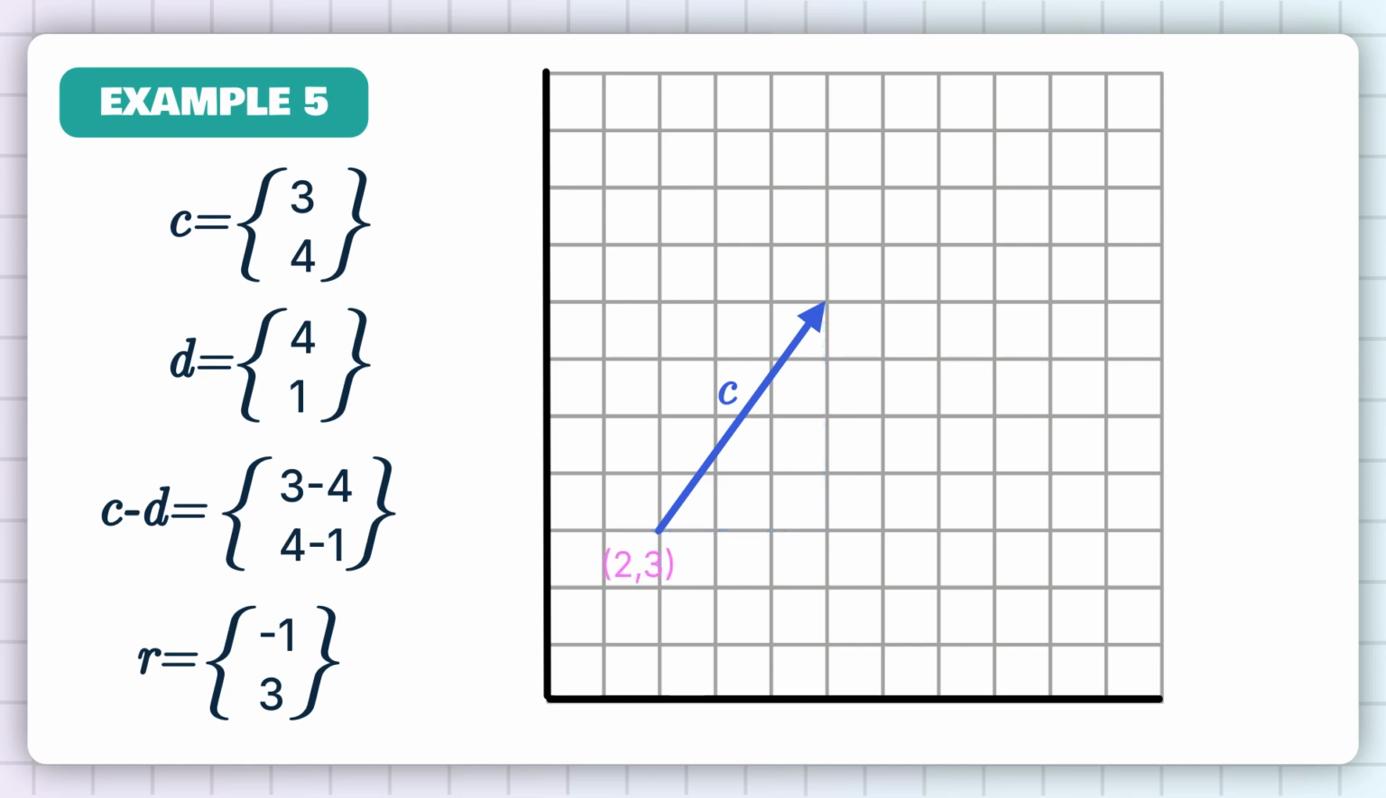Next, we need to think about the vector d, which is an arrow which goes right by 4 and up by 1. As we are subtracting d, we need to reverse the direction of the arrow and then place its tail at the head of c. This takes us to the point (1, 6). The resultant vector can be represented by an arrow from point (2, 3) to point (1, 6). This gives us r equals (-1, 3) as it points to the left by 1 square and up by 3.